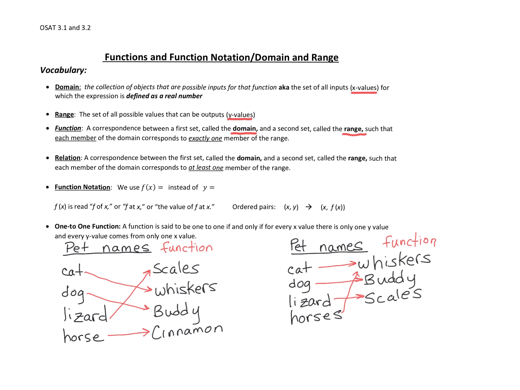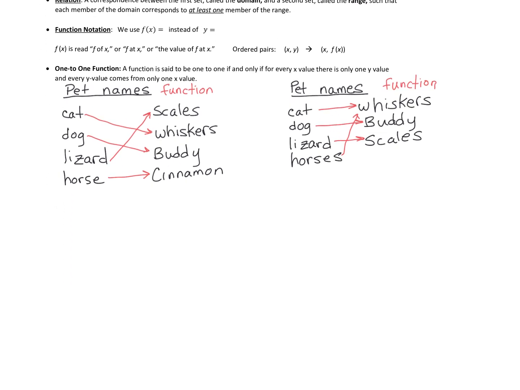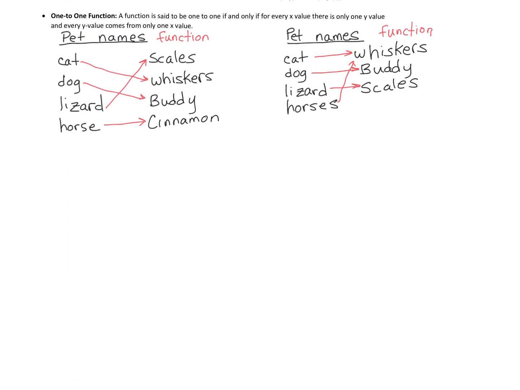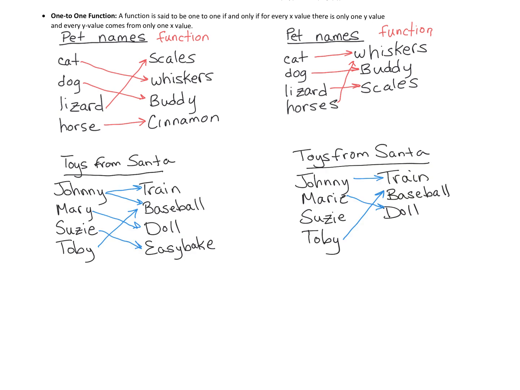Let me give you a few examples of things that are not functions. We're going to take a look at toys from Santa. Let's look at the first one. In this particular instance, we have Johnny getting both a train and a baseball from Santa, Mary getting a doll, Susie getting an Easy Bake Oven, and Toby getting a baseball. In this particular case, this is not a function because here we have something in the domain, the first set, Johnny, getting two different things in the range, the toys, the train and the baseball.